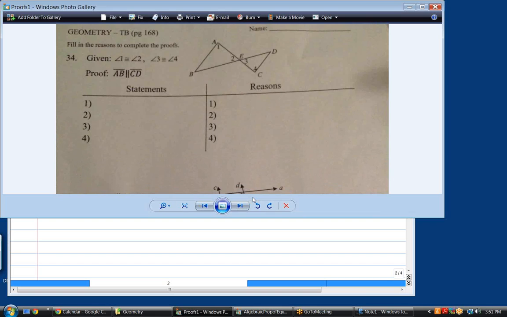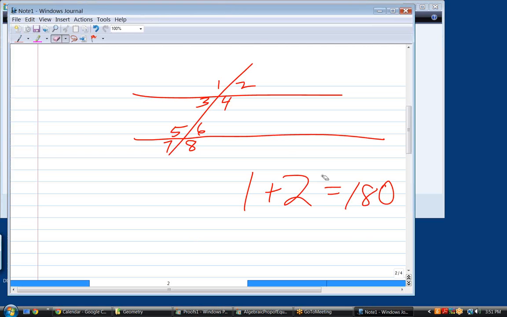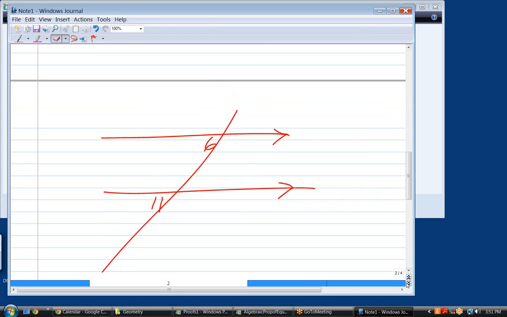Let's try it. We're trying to prove that AB is parallel to CD. And we're given that 1 is congruent to 2, and we're given that 3 is congruent to 4. So what would be the first statement? Hold on a moment.